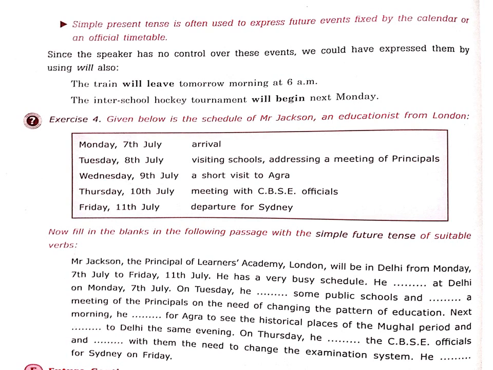Simple future you are doing with the simple present expressions. On Monday, 7th July. On Tuesday, he visits. Visiting some public schools will convert into visits some public schools, and addressing will be converted into addresses a meeting of the principals on the need of changing the pattern of education. So children, I have done 3 for you. In the first, arrives; in the second, visits; in the third, addresses. The rest you will complete yourselves, and you will get the answer key also.